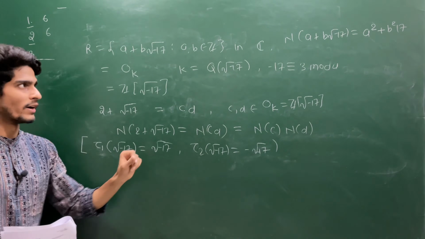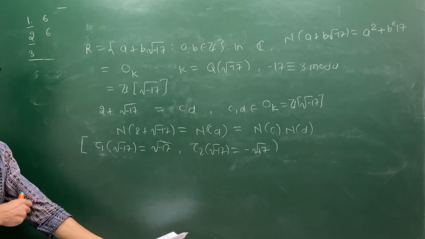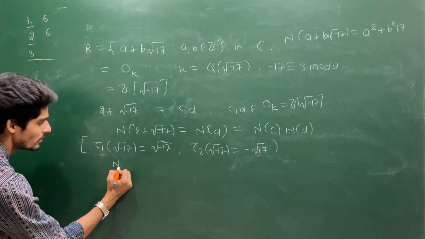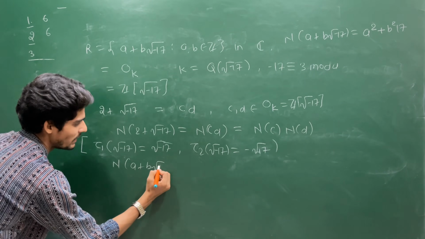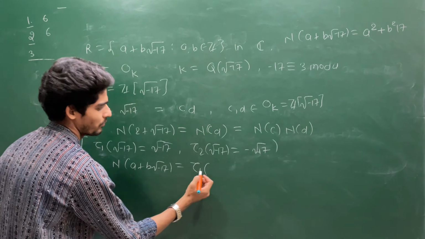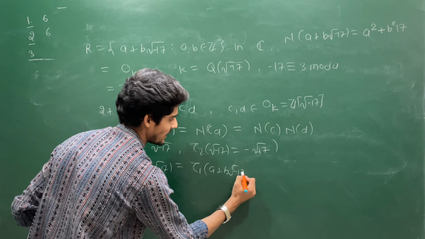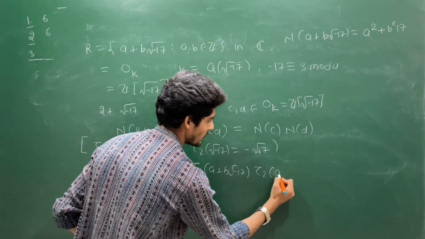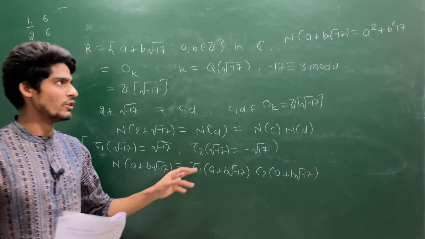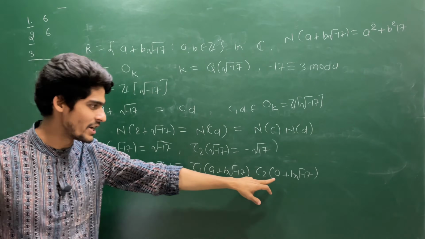So if you want to find the norm of any element, you just take the product of both embeddings. If you want to find the norm of A plus B square root of minus 17, you just take the product of tau 1 and tau 2 applied to A plus B square root of minus 17. We know that an automorphism fixes every rational number, so they will not change the rationals.